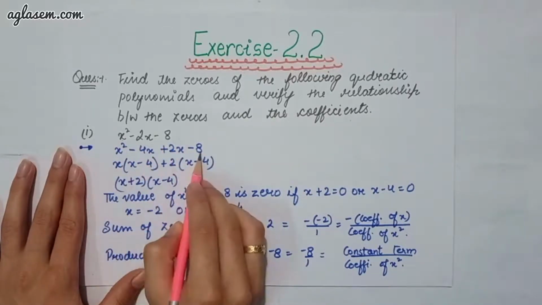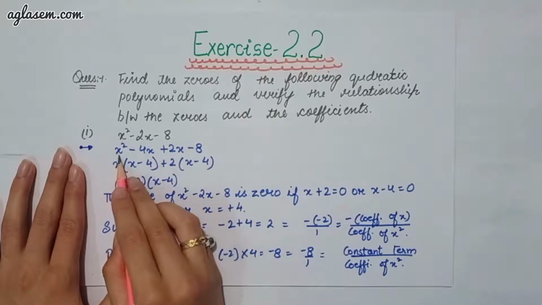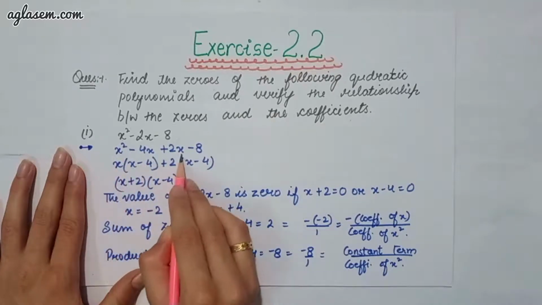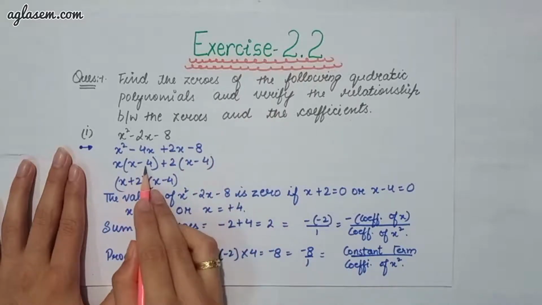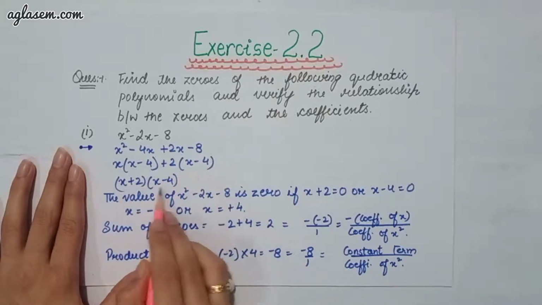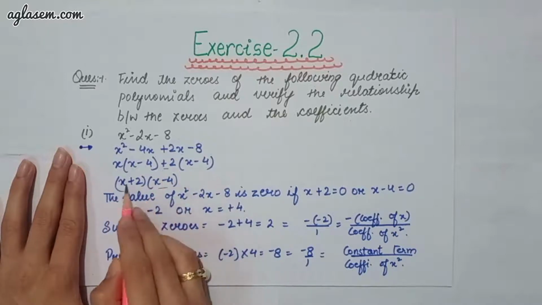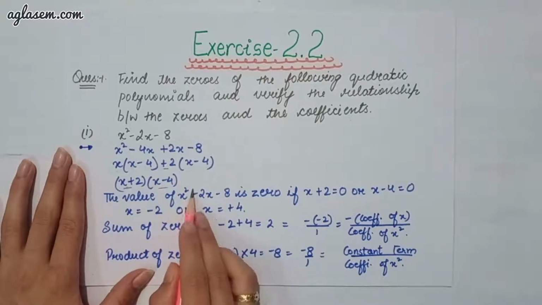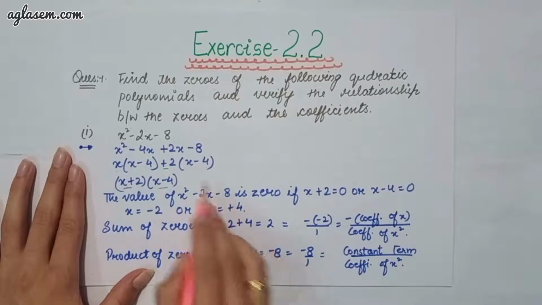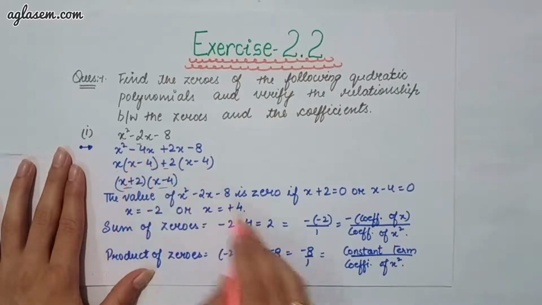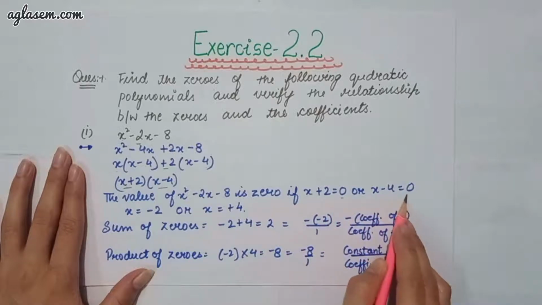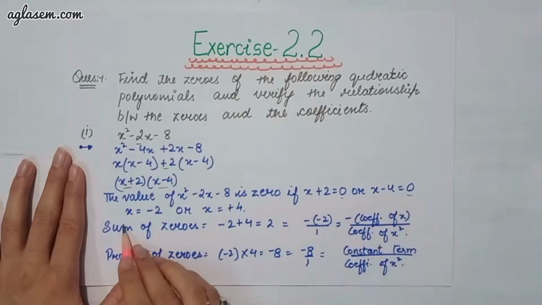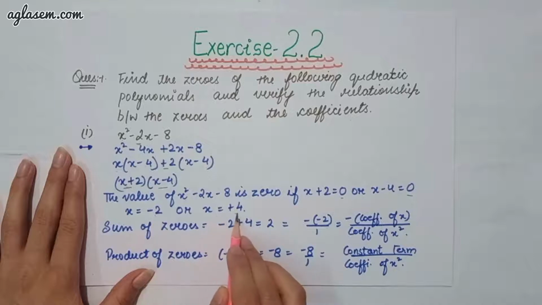So here we have to make an equation, that is x square minus 4x plus 2x minus 8. So here it will come common, that is x minus 4 in one bracket and x plus 2 in another bracket. So the value of x square minus 2x minus 8, that is the equation given to us, is 0 if x plus 2 is equal to 0 or x minus 4 is equal to 0. So here x will come as minus 2 and x will come as positive 4.